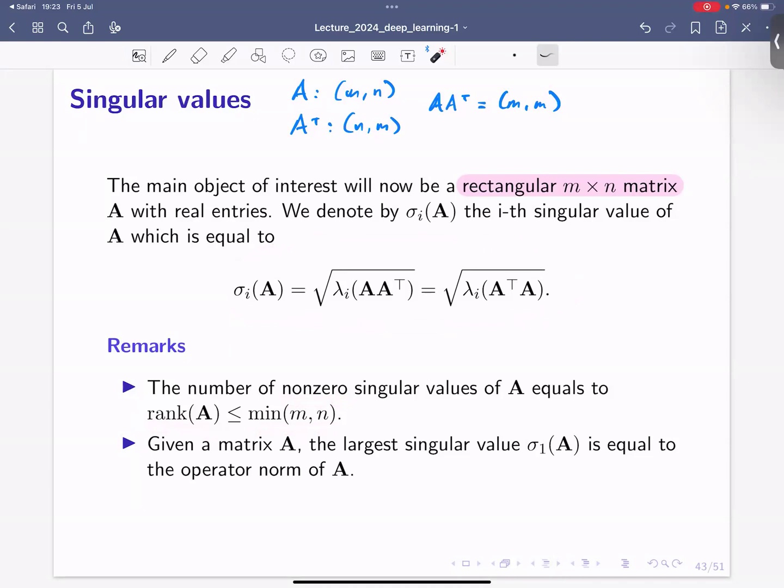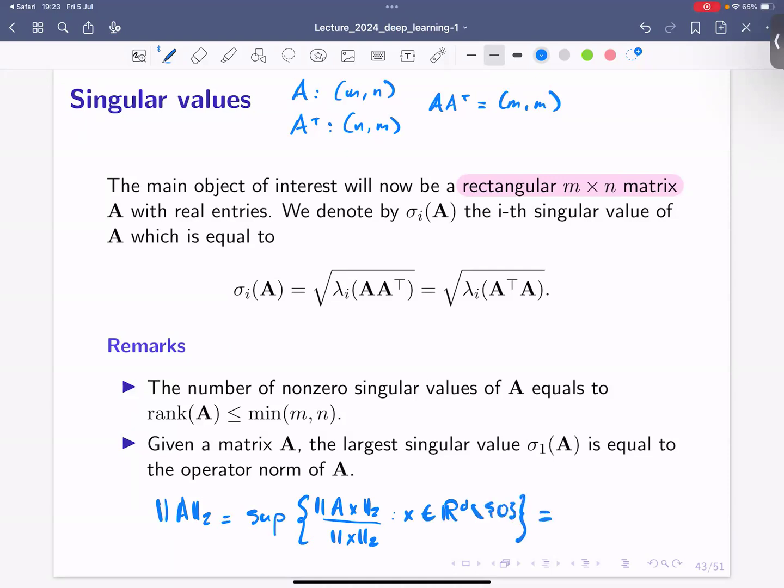Another remark is that the largest singular value, which we will denote by sigma 1, is equal to the operator norm of A. You remember we defined the operator norm of A as the supremum of the norm of AX divided by the norm of X, for all vectors X in R^d except the 0 vector. And we said that this is equal to sigma 1 of A.